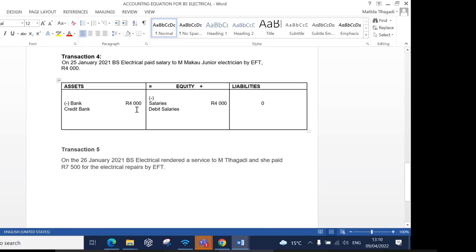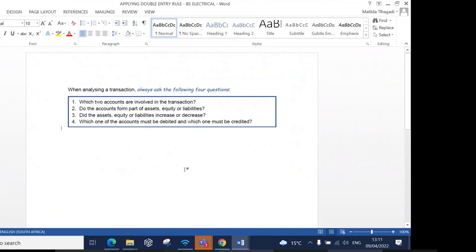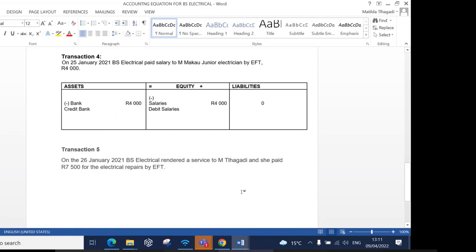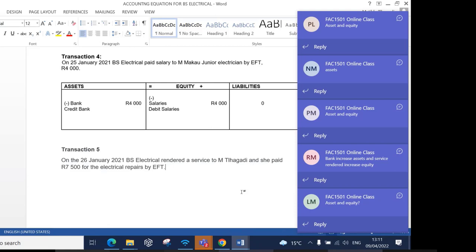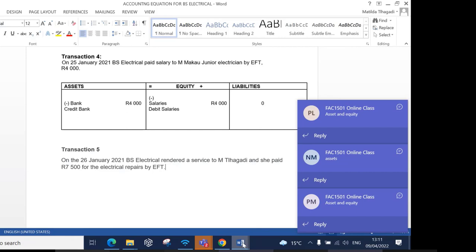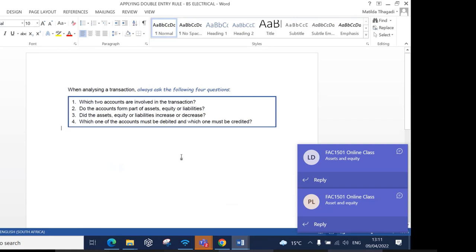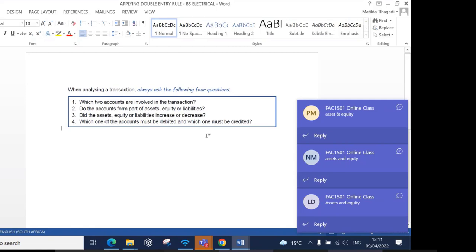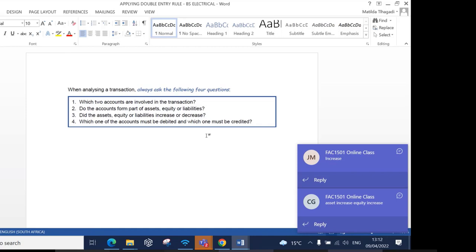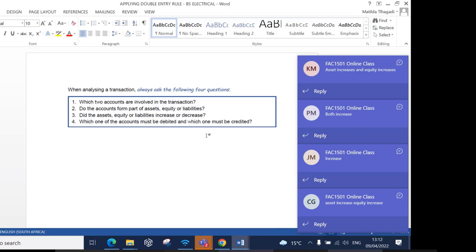So the second question for the double entry principle would be: do the accounts form part of asset, equity, or liability? Is it an asset? Is it equity? Is it liability? Those two accounts. Everybody's saying asset and equity. Well done, guys. So the third point is: did the asset, equity, or liability increase or decrease? Asset and asset. So you are saying both increase. Yes, you're correct.